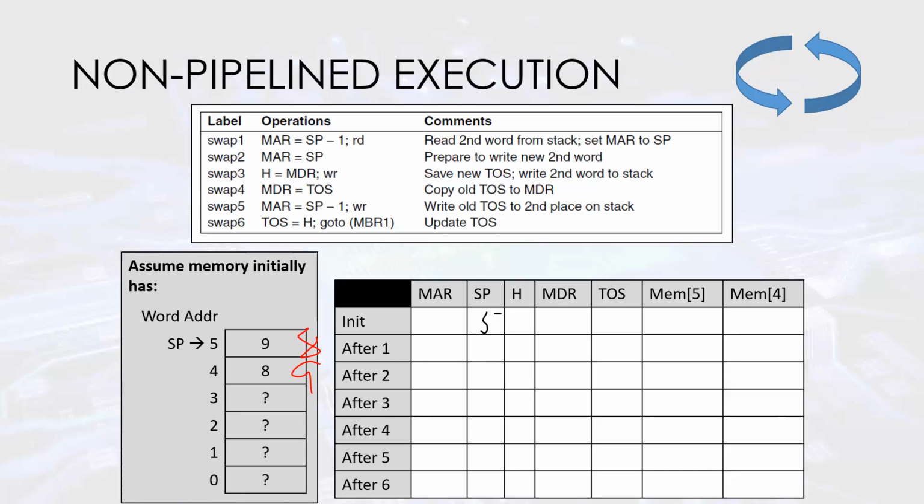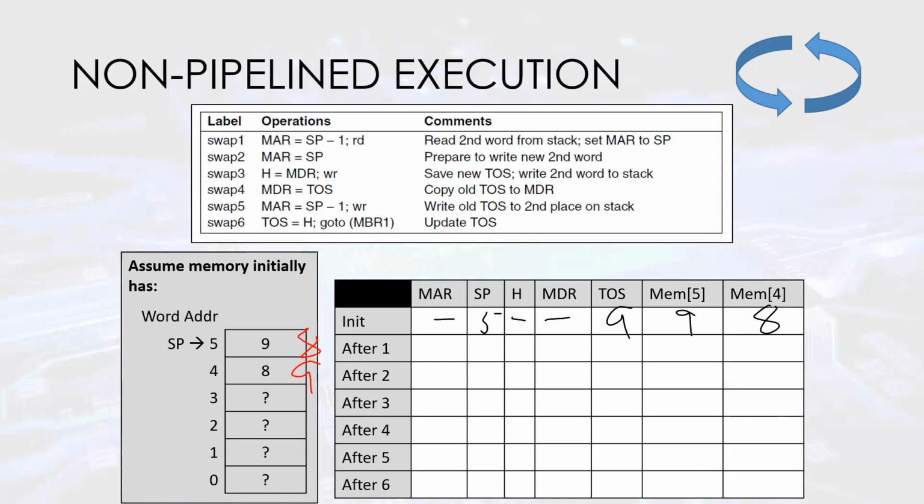Okay, so top of stack would be not 5, but what's it pointing to? 9, right? Assuming the previous instruction set things up right, top of stack should be 9. And then what about memory 5? 9. And what about memory 4? Okay. And what about MAR and MDR? We don't really know, right? And same for H, right? Who knows? So I'll just leave them dash.